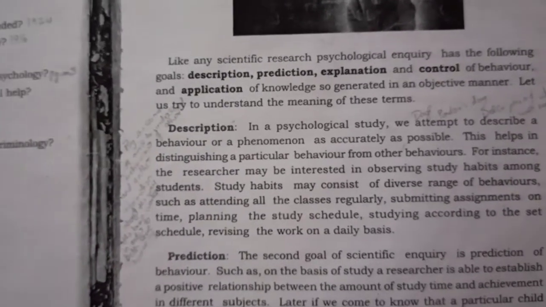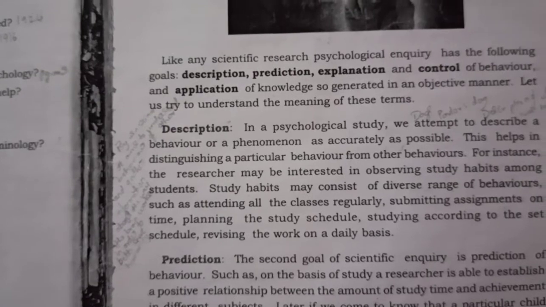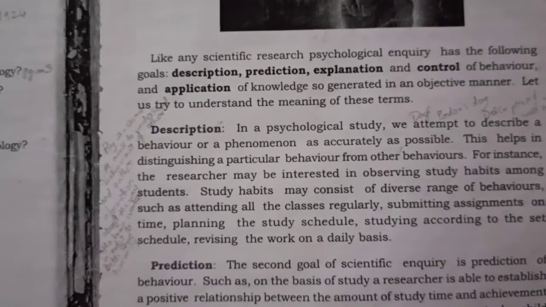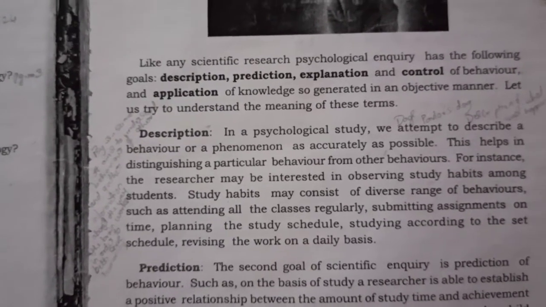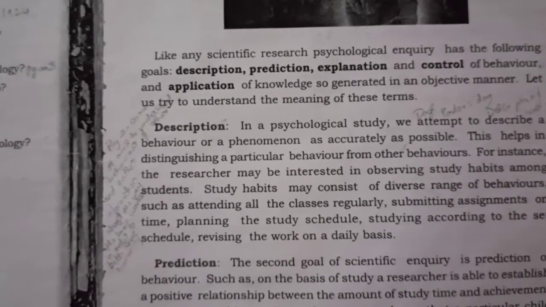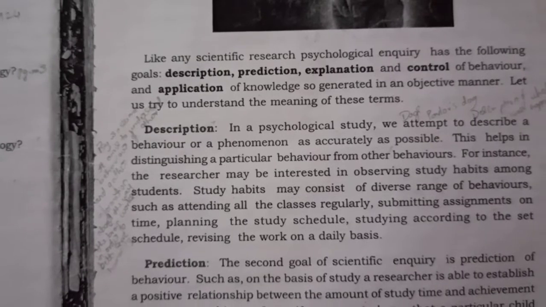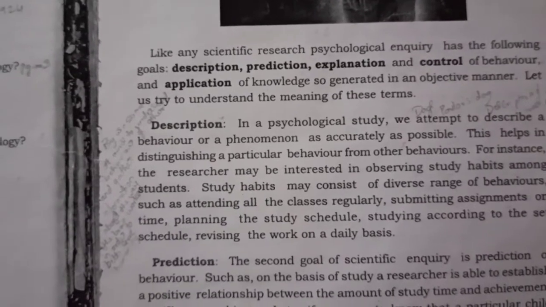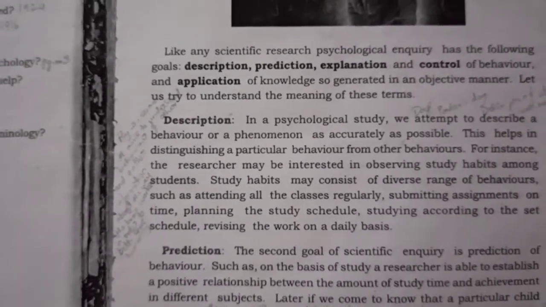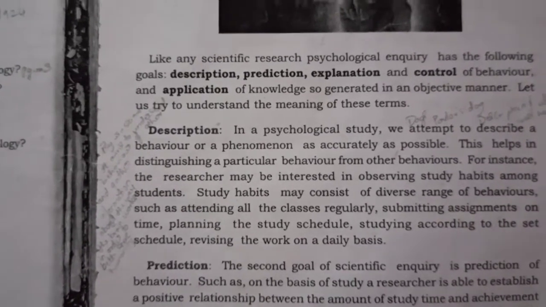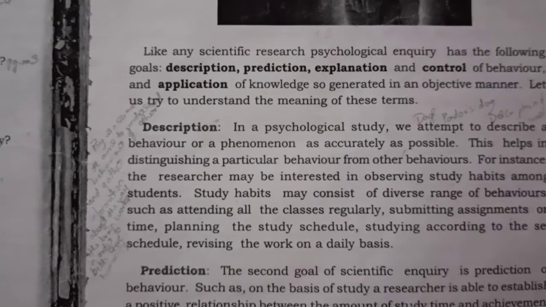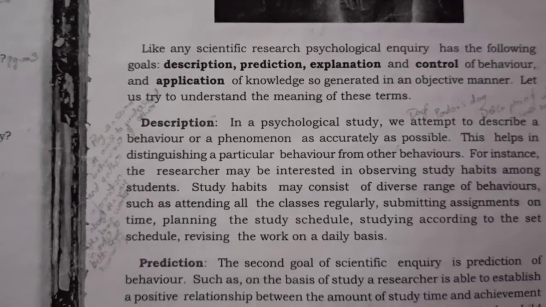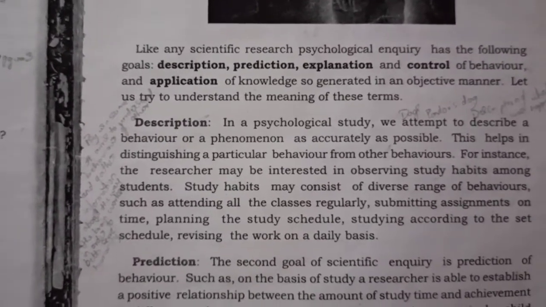Some students will be very particular about studies, very good at studies, they follow the timetable, they attend the classes regularly, they submit assignments, and they are very active in class. Whereas there are other students who don't attend the class regularly, don't submit assignments on time, don't follow an everyday reading schedule, and who read on the last day or one day before the exam. So this is how the distinction between one person's behavior and another person's behavior is tested in a psychological study, and that is what description talks about.